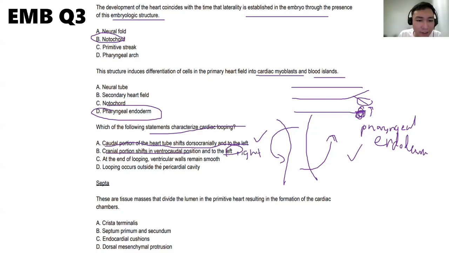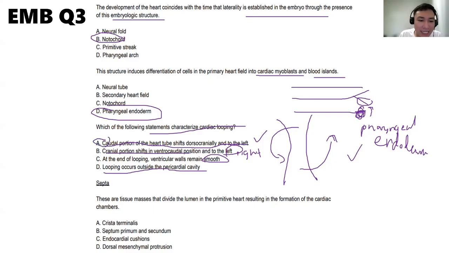Okay? So at the end of looping, ventricular walls remain smooth. Hindi, kasi meron ka ng mga trabeculated portions. Looping occurs outside the pericardial cavity. How can you do it outside your pericardial cavity? So it's inside your pericardial cavity pa rin. So letter A ang sagot.